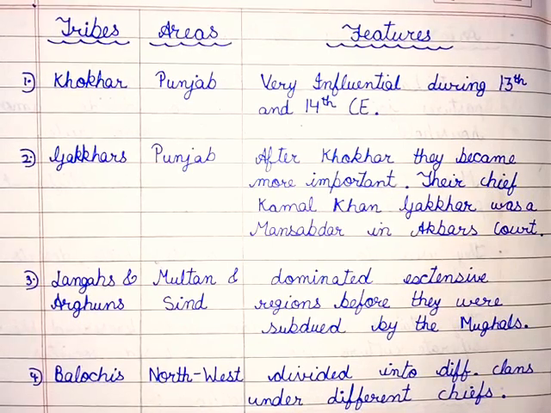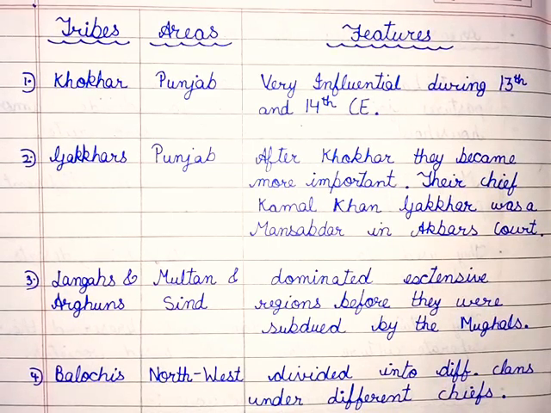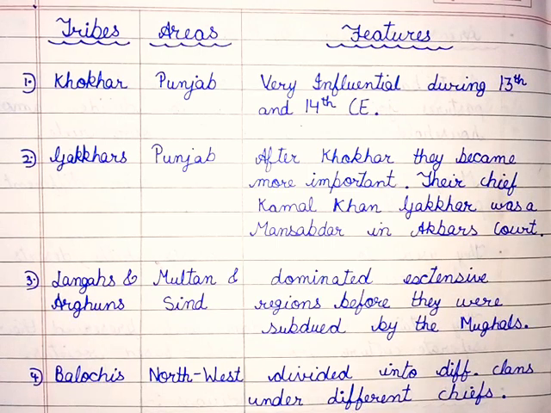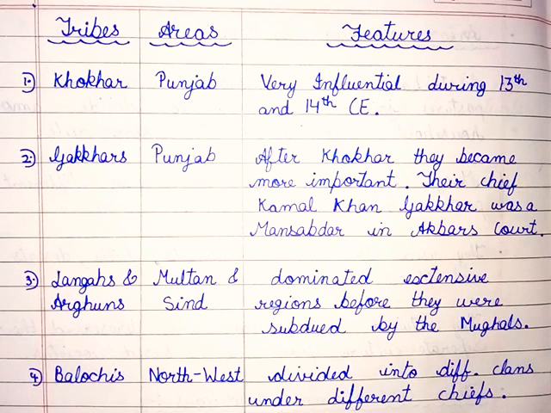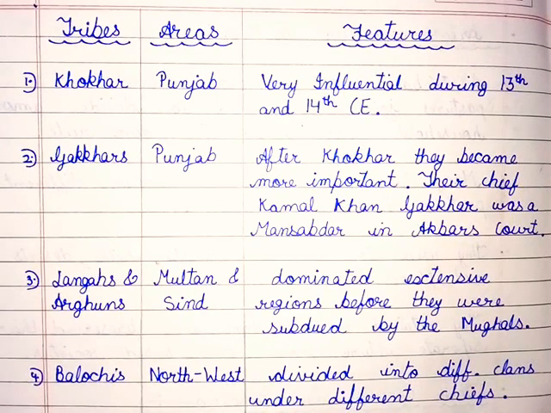Tribes, areas and their features. Khokhar, Punjab: became very influential during 13th and 14th CE. Gakhars, Punjab: after Khokhar, they became more important. Their chief, Kamal Khan Gakhar, was a Mansabdar in Akbar's court. Langhas and Arghans, Multan and Sindh: dominated extensive regions before they were subdued by the Mughals.